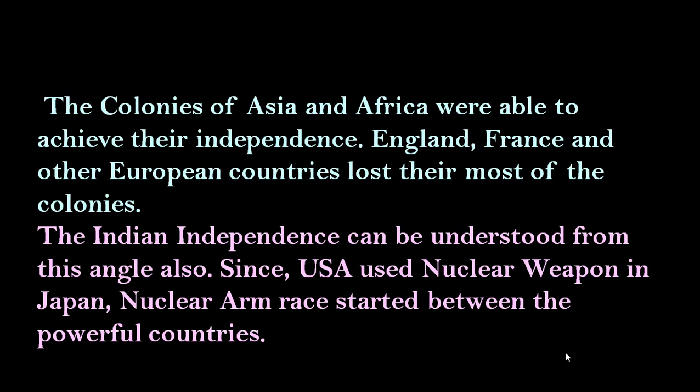Thus, the Second World War ended with the establishment of the UNO, the United Nations Organization, and many of the colonies of Asia and Africa were able to achieve their independence. England, France and other European countries lost most of their colonies. Even India getting its independence can be understood from this angle.